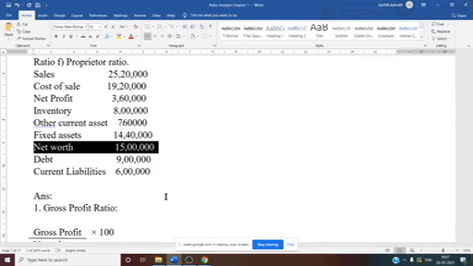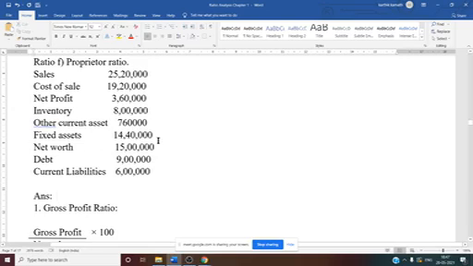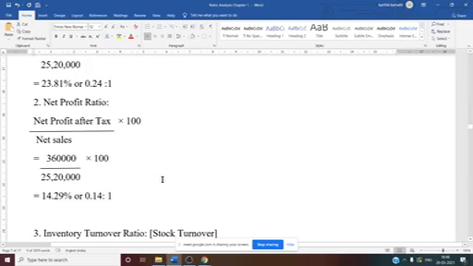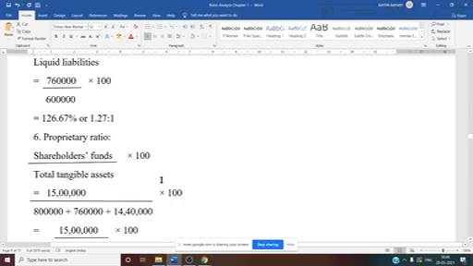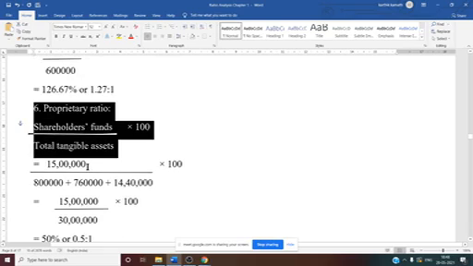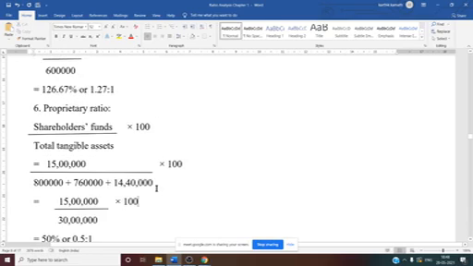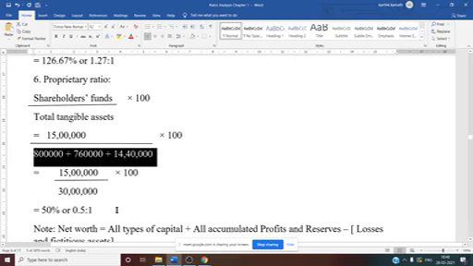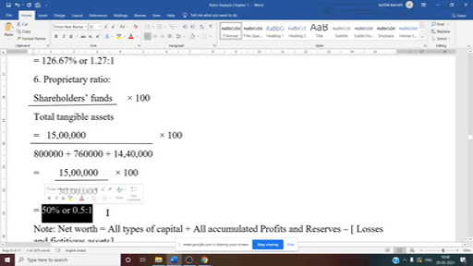Total tangible asset means all the assets given in the question. What are the assets mentioned in the question? Inventory, it is also an asset. The stock is an asset, other current asset is also a tangible asset, and fixed asset is also a tangible asset. So all these three things you need to write: 8 lakh, that is inventory, plus other current asset 7 lakh 60,000, plus fixed asset 14 lakh 40,000. So the same thing you need to substitute in the last formula, regarding proprietary ratio: shareholders' fund divided by total tangible assets into 100. Shareholders' fund is nothing but net worth, 15 lakh, divided by total tangible asset, that is other current asset, inventory plus fixed asset, into 100. So that is nothing but 15 lakh divided by 30 lakh into 100. Final answer 50% or 0.5:1.